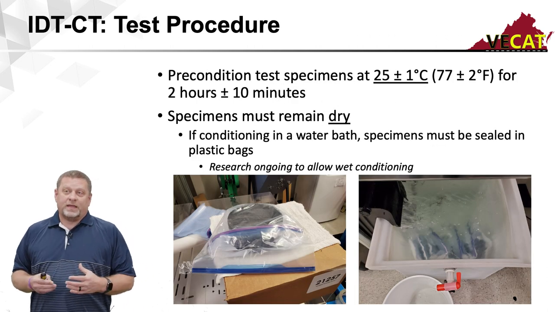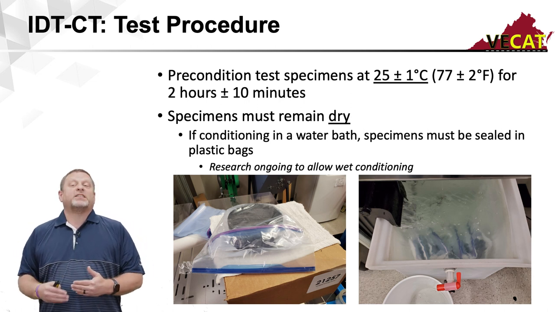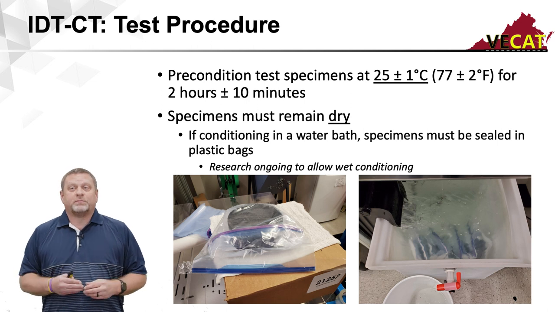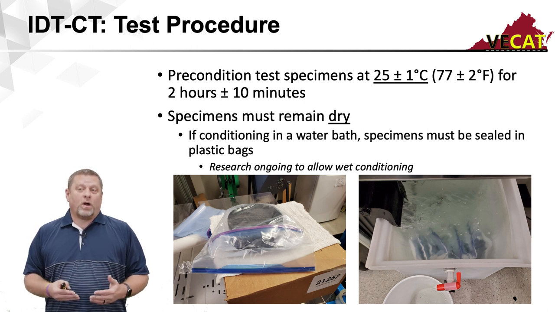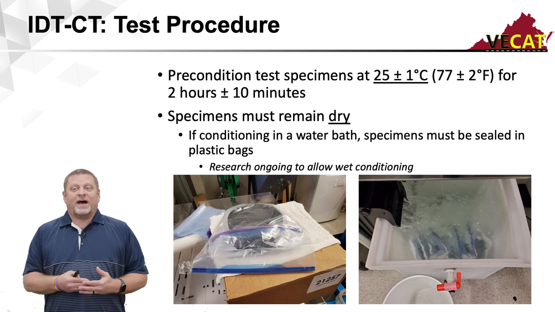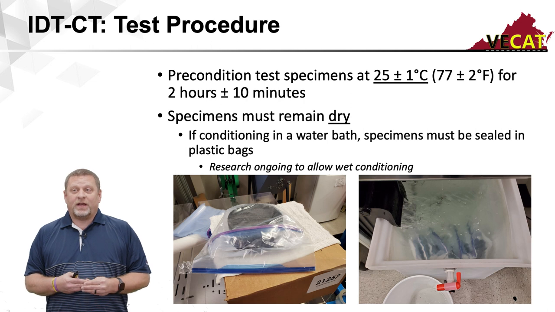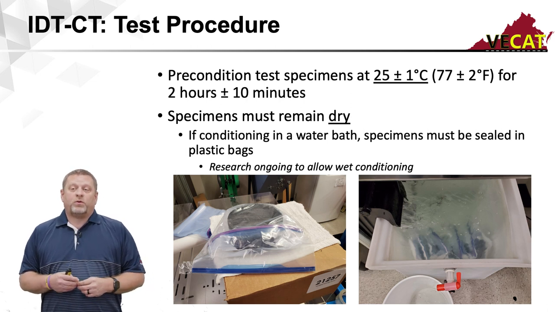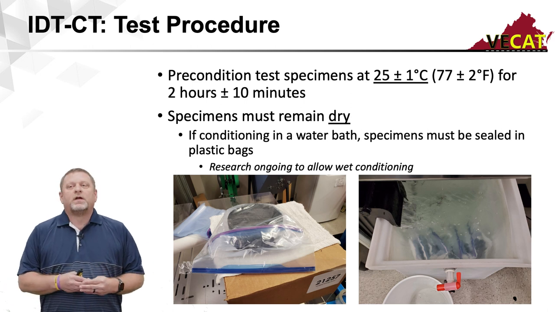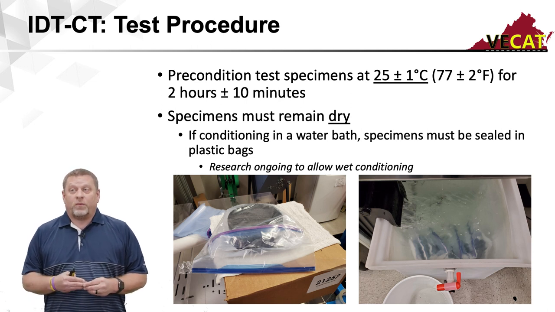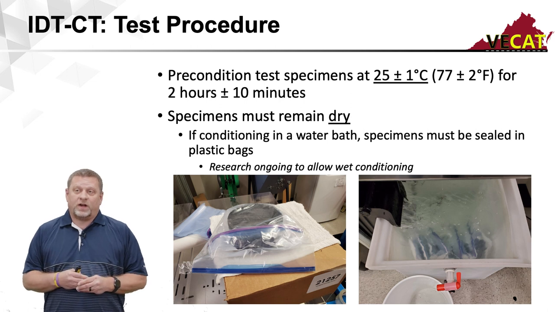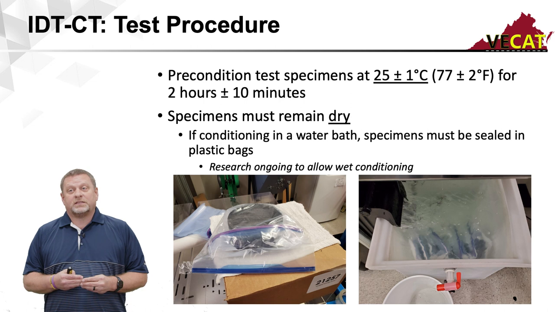Now that I've got all my specimens made, I'm ready to move forward into the test procedure. The first thing I have to do to test a specimen is precondition each specimen. This is typically done in a water bath, but if I do it in a water bath, one thing I have to do is make sure that the specimen stays dry. To keep it dry, it is recommended you double bag them, not single bag. A lot of bags will leak, and right now the requirement is that the specimen must stay dry. So you take 2 bags that you can reuse over and over, put the specimen in the 2 bags, and what most of us are doing is putting it in our weigh bath because it's already set up at 25 degrees Celsius or 77 degrees Fahrenheit. It goes in there for 2 hours plus or minus 10 minutes.